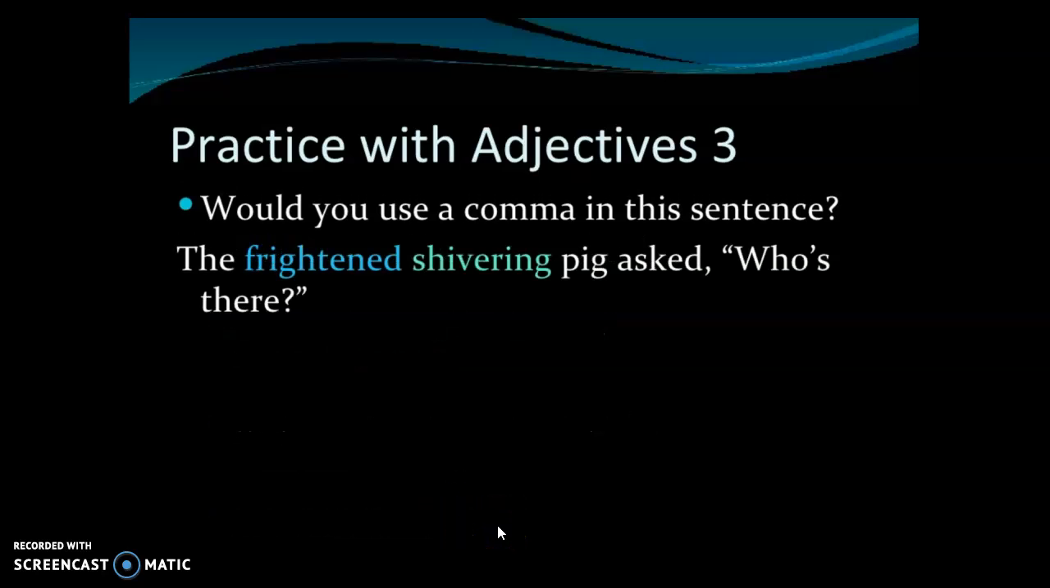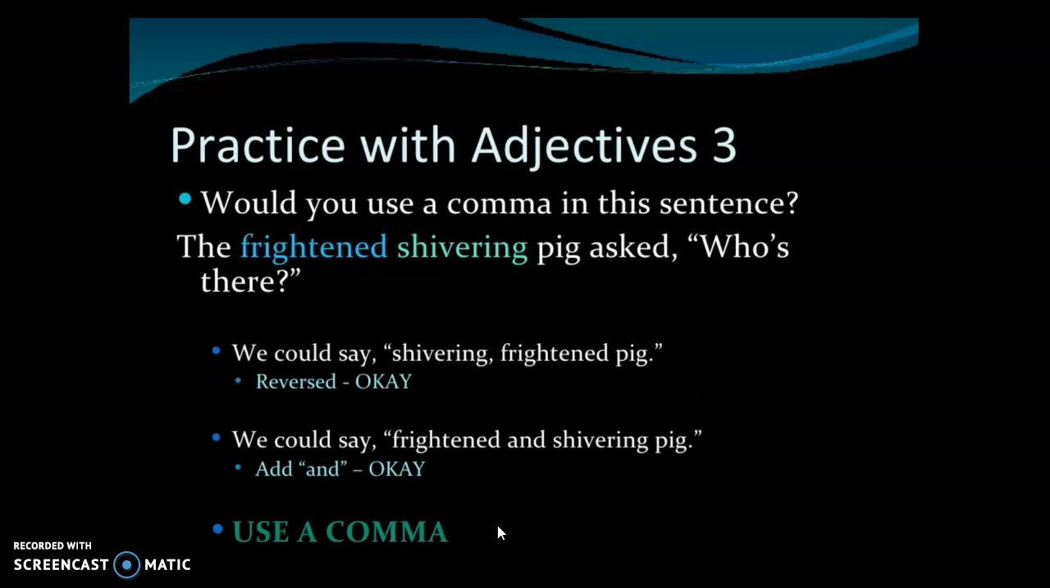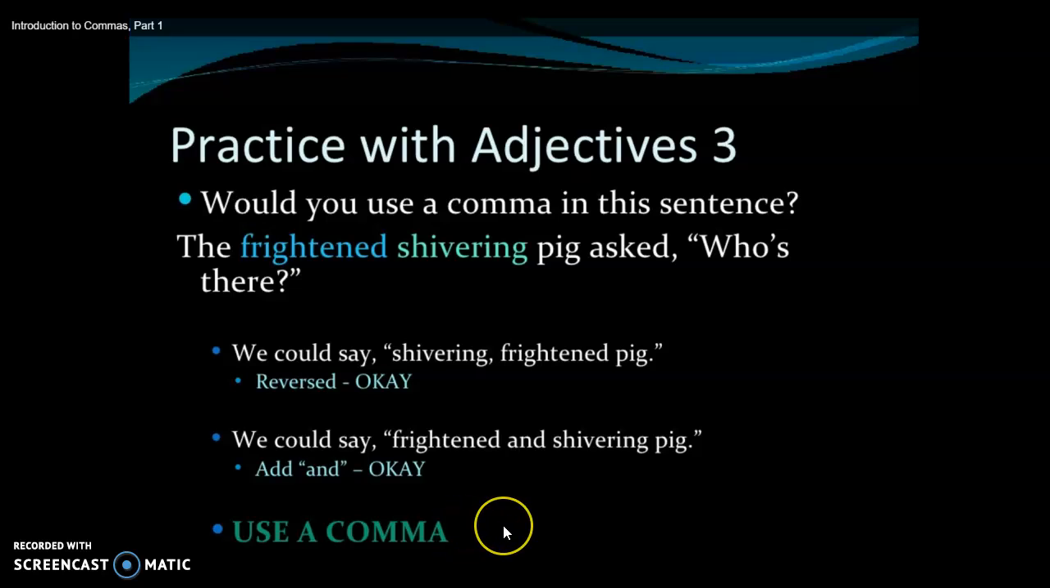So let's try one more. Would you use a comma in this sentence? The frightened, shivering pig asked, "Who's there?" Let's look at this one. We could say shivering, frightened pig. So it's reversed, so it's okay. We could say frightened and shivering pig. So given we meet these two tests, we use a comma here.